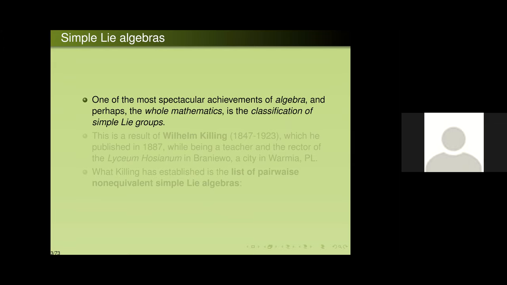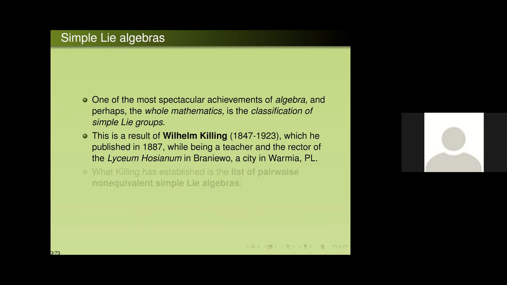Okay. So let me start with this: one of the most spectacular achievements of algebra and perhaps the whole of mathematics is the classification of simple Lie groups. This result is of Wilhelm Killing, which he published in 1887. For me, an interesting thing is that at that time, Killing was in nowadays Poland, in the city of Braniewo, in Warmia, where he was a teacher and director of the Lyceum. So what Killing established is the list of pairwise non-equivalent simple Lie algebras.